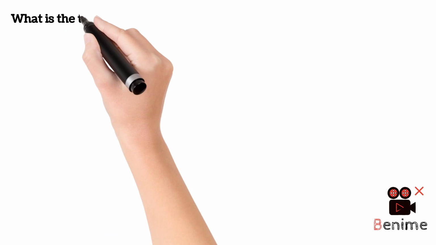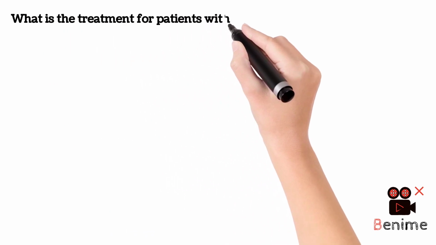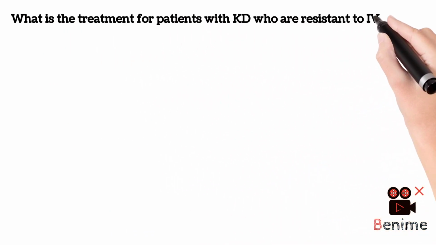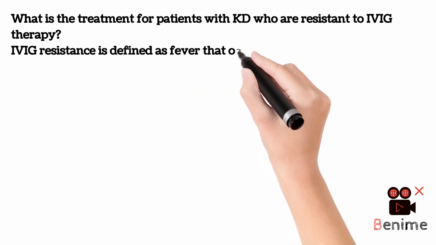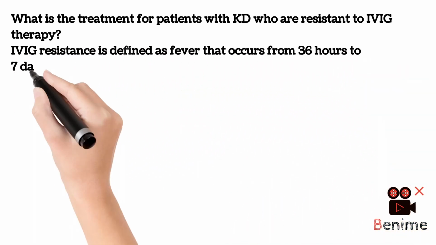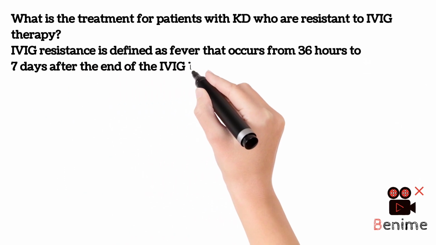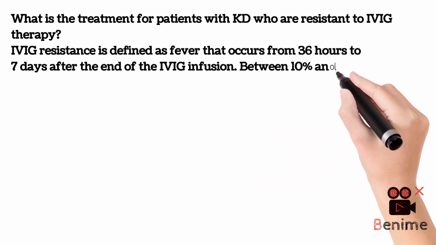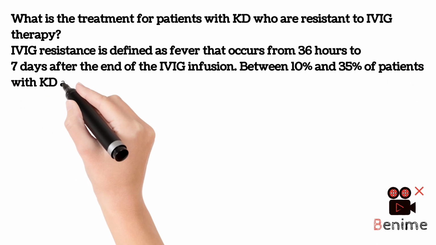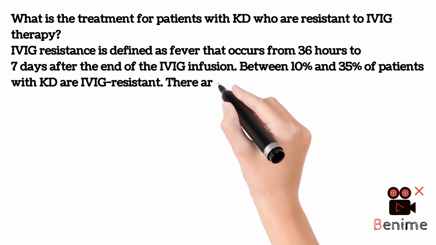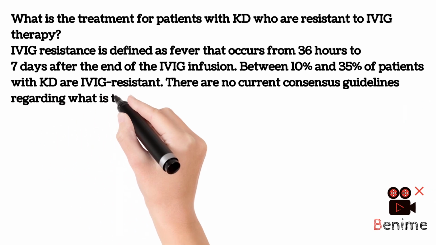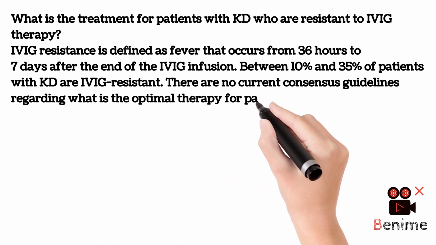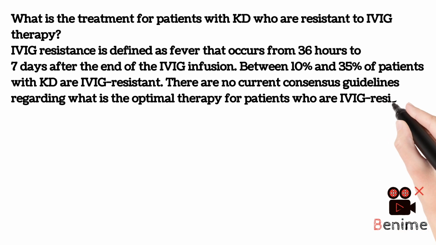What is the treatment for patients with KD who are resistant to IVIG therapy? IVIG resistance is defined as fever that occurs from 36 hours to 7 days after the end of the IVIG infusion. Between 10% and 35% of patients with KD are IVIG resistant. There are no current consensus guidelines regarding what is the optimal therapy for patients who are IVIG resistant.